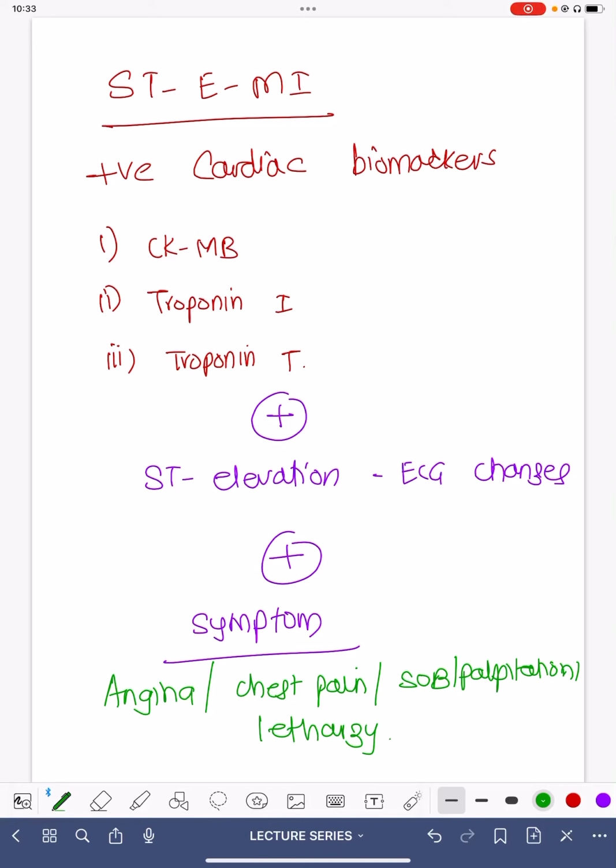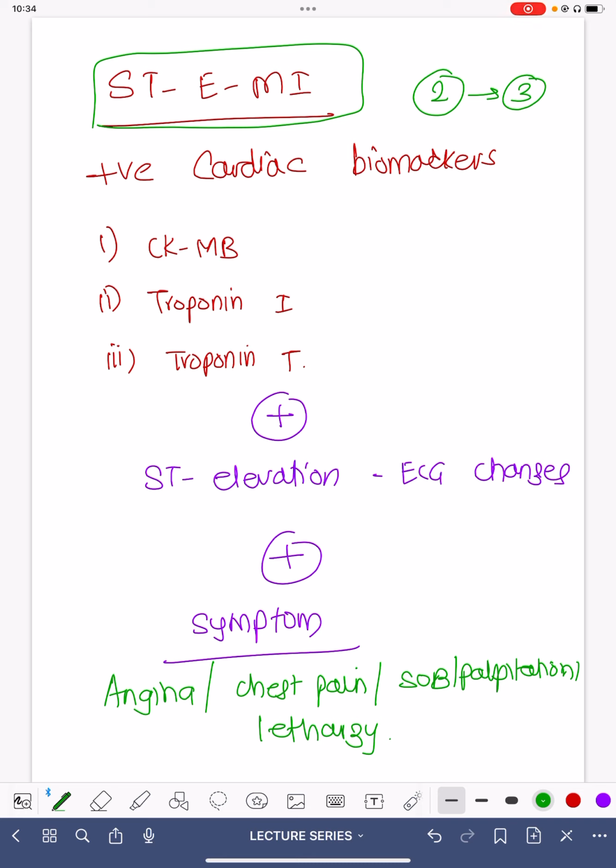Now, this is the next part of this ST elevation MI. We have already seen the ECG changes. Now, it's very easy when we can label that a patient has ST elevation MI. To label it as ST elevation MI, the patient must fulfill two out of the three criteria. There are a total of three criteria, out of which the patient must fulfill two. Then we can simply label that the patient has ST elevation MI.